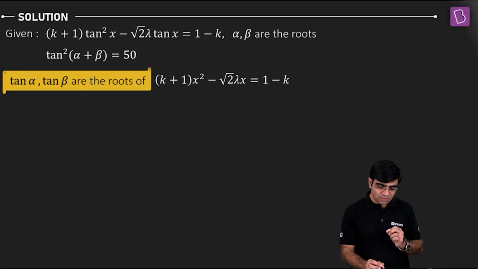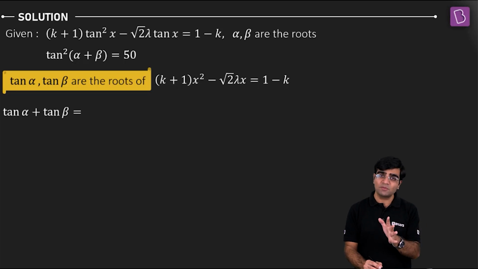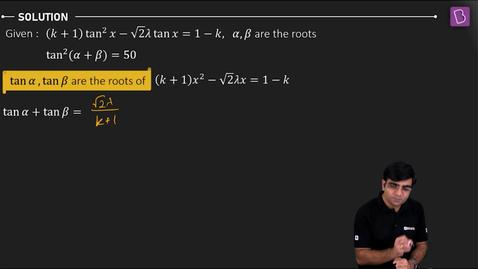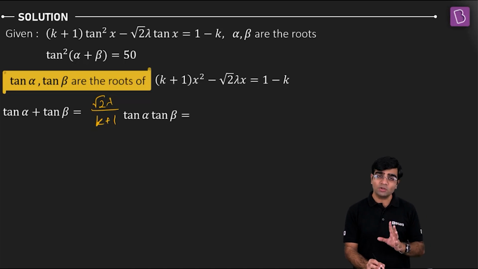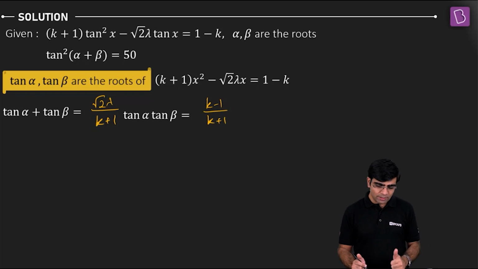And from this equation, if I can infer that tan alpha and tan beta are the roots of this equation, I can find the sum of roots and the product of roots. Sum of roots from this equation can easily be figured out as root 2 lambda divided by k plus 1. And similarly, the product of roots can be defined from here as k minus 1 over k plus 1. Sorted? Okay, wow.